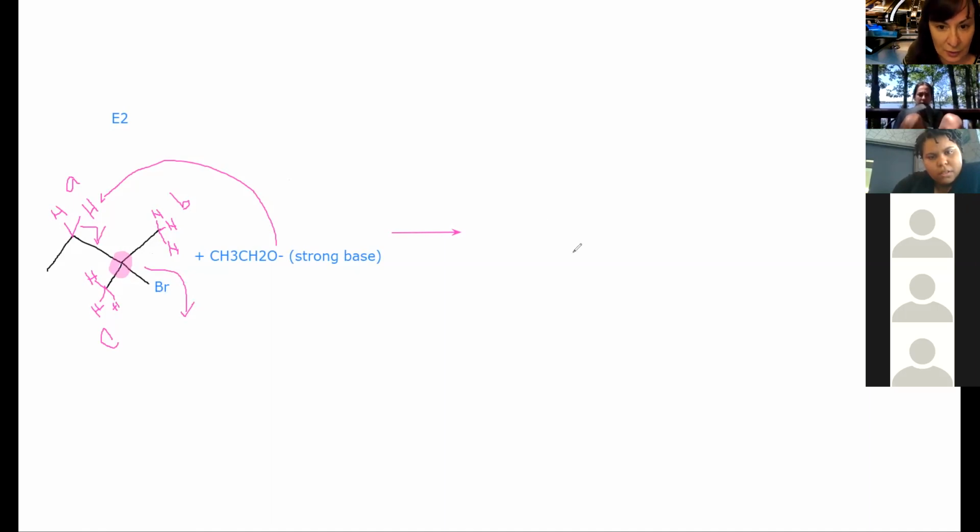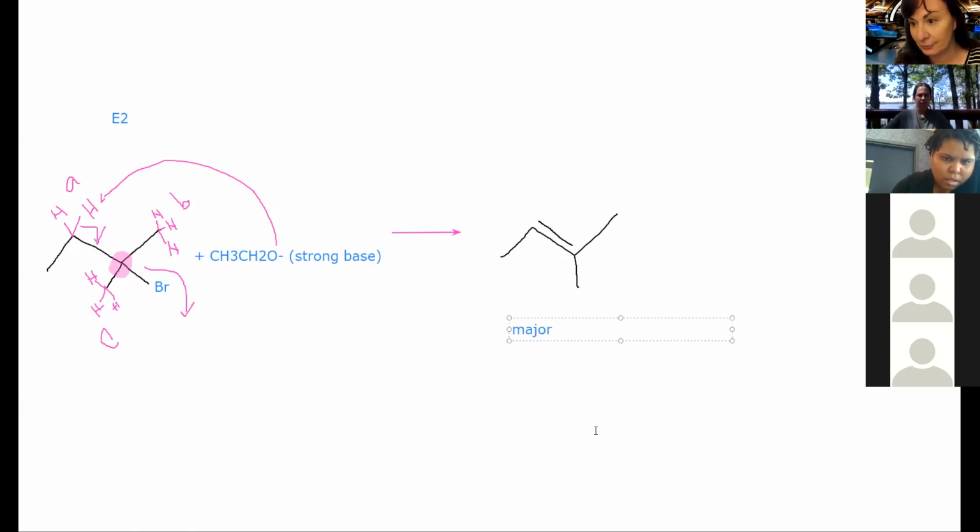You would have 1, 2, 3, and 4 carbons. You still have that methyl group down here because nothing happened to it. And you have a double bond that goes right there. Can we see where that came from? Yes. And that's what we call our major product because that's the one predicted by Dr. Zaitsev, right? That's the one that came from taking away hydrogen from the side with the least hydrogens. True? Okay.